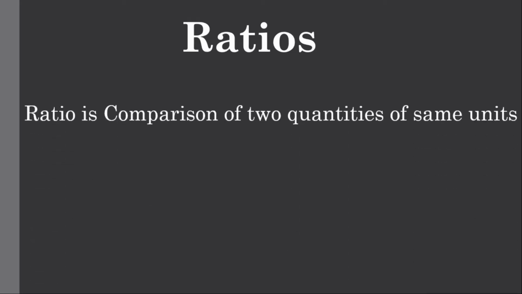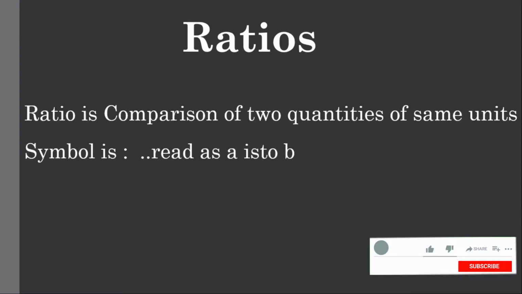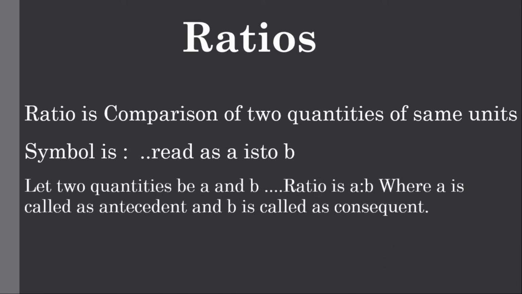Ratio is a comparison of two quantities of the same units. The symbol used to represent the ratio is a colon, and we read it as A is to B. Let the two quantities be A and B. The ratio is A is to B, where A is called the antecedent and B is called the consequent. Remember, always a ratio should be in its simplest form.